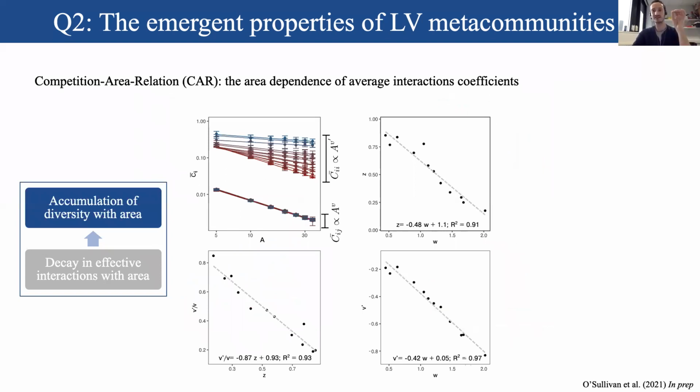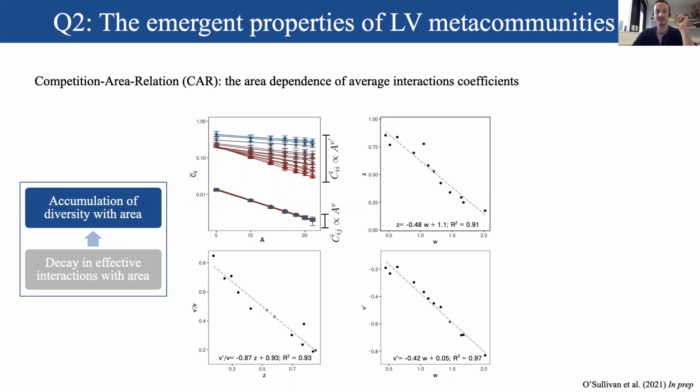Okay, so coincident with that sublinear increase in diversity with area, we find a power law decay in the average interaction strength estimated using the harvesting experiment. So in this top figure here, which I call the competition area relation, I'm showing how the average intraspecific interaction coefficients decay according to a power law with area, and likewise the average interspecific interaction coefficients.